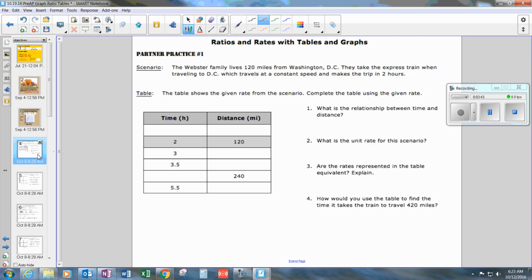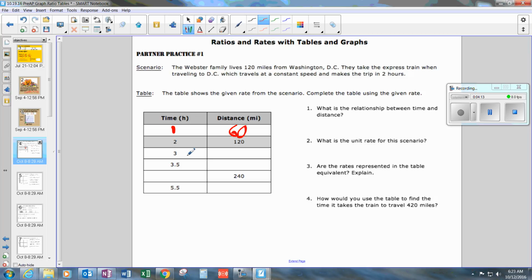So the Webster family lives 120 miles from Washington, D.C. They take the express train when traveling to D.C., which travels at a constant speed and makes the trip in 2 hours. The table shows the given rate from the scenario. Complete the table using the given rate. So let's see. In 2 hours, they can go 120 miles. Let's break it down to a unit rate. In 1 hour, they can do 60 miles.